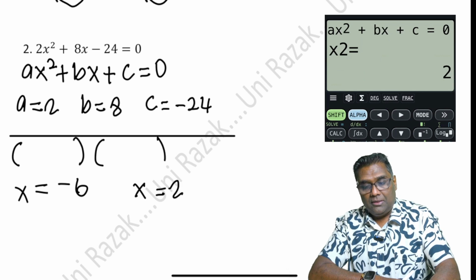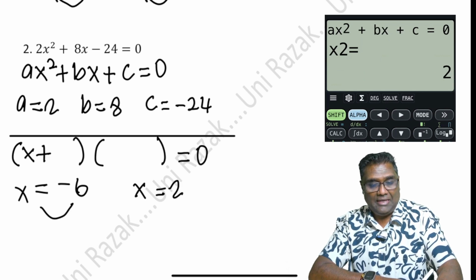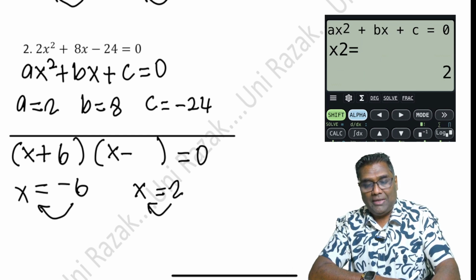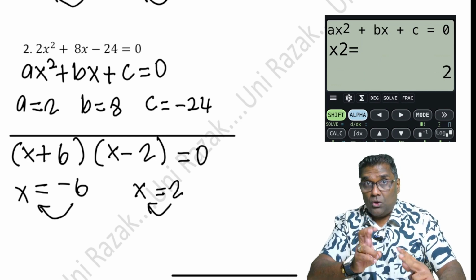Factorization. Just to make as if I did factorization. Negative 6 move there, positive 2 move to my left. So I have got the answer. This is the part called solve.